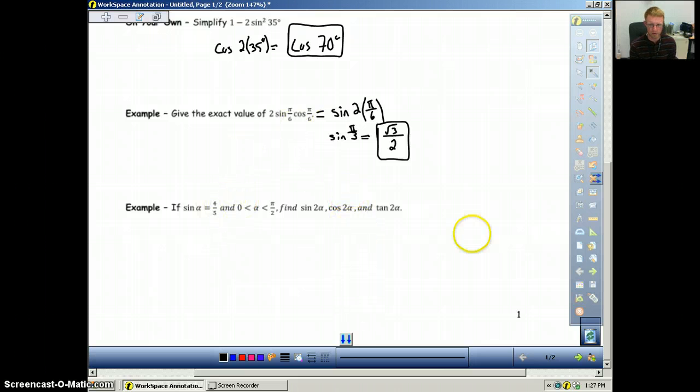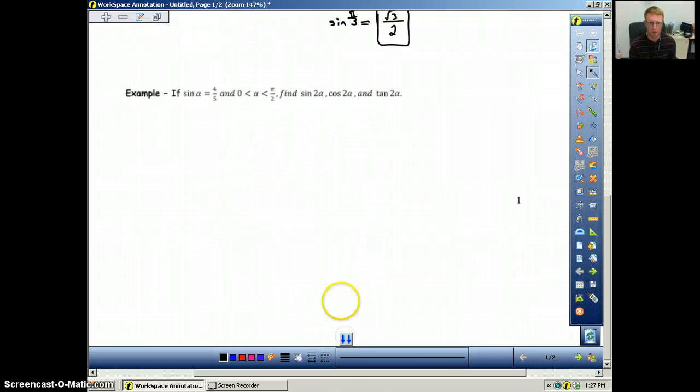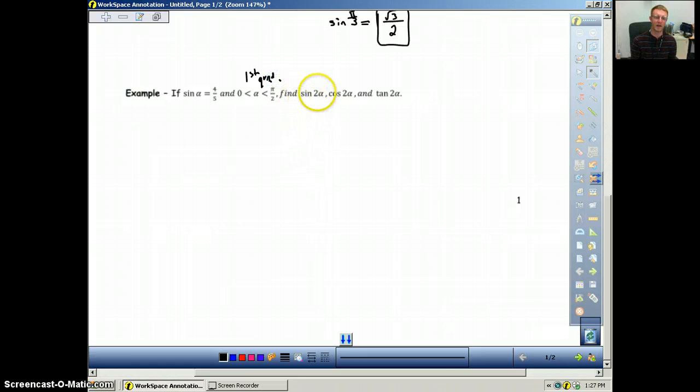Okay, this one right here is going to be a little bit longer, and there's going to be a few like this in your homework. It says if sine of alpha is equal to 4 over 5, and alpha is from 0 to pi over 2, meaning it's first quadrant, okay, then we want to be able to find sine of 2 alpha, cosine, basically all the double angles.